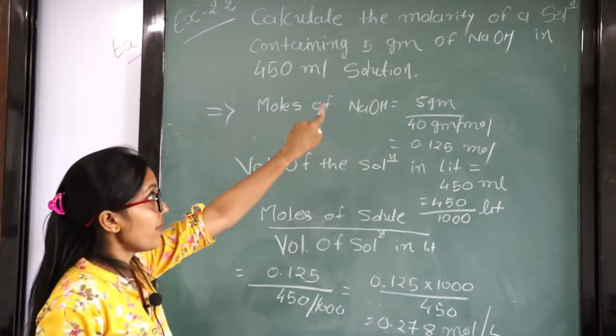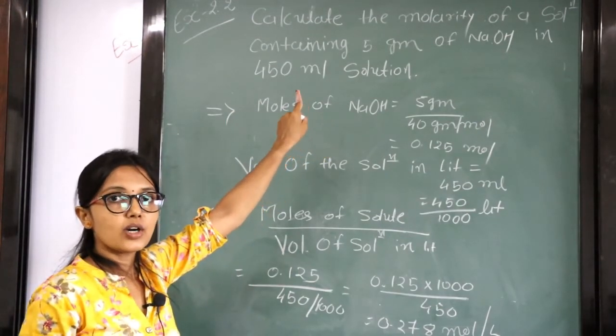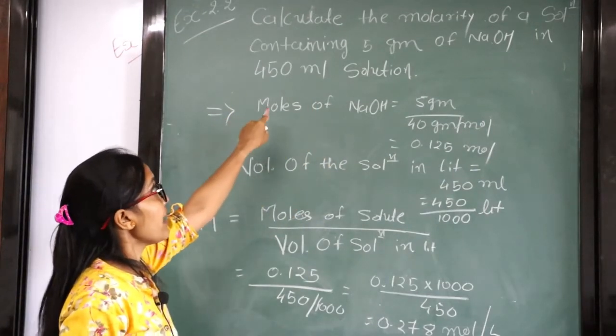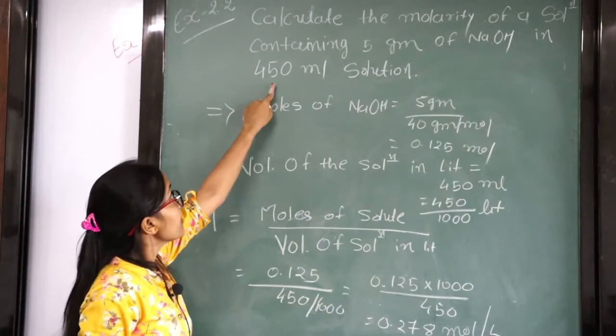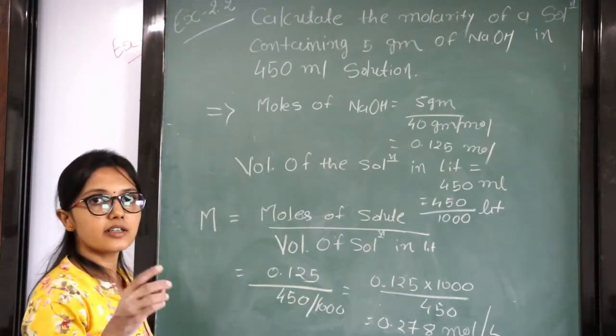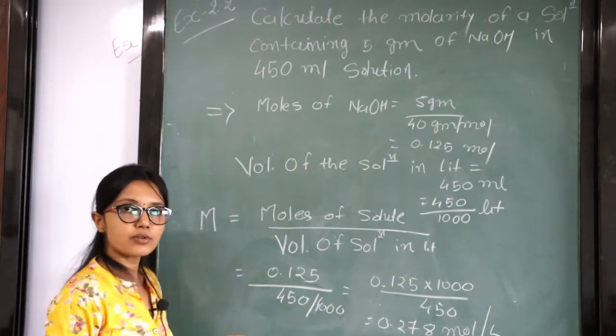The solution contains 5 gram of NaOH. The 5 gram is the weight of the solute in 450 ml of solution. This one is the solvent, and 450 ml is the total volume of the solution. How do we calculate the moles of NaOH?